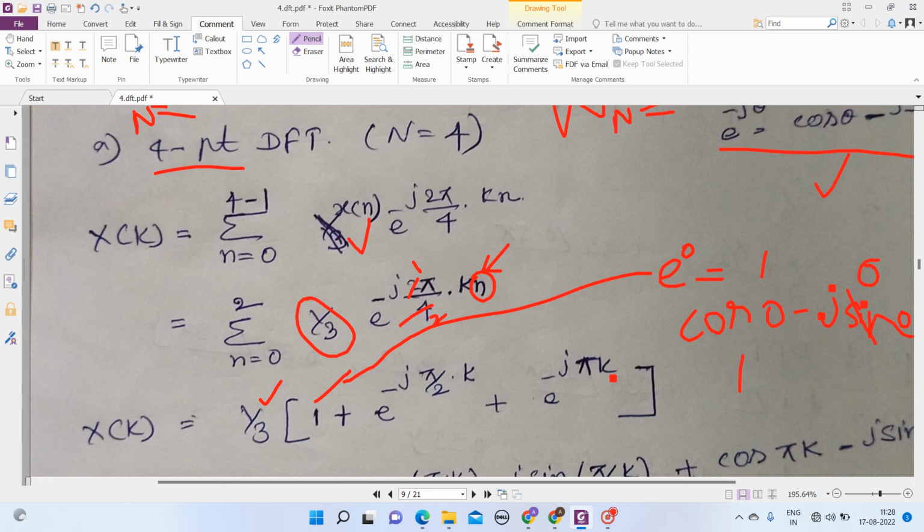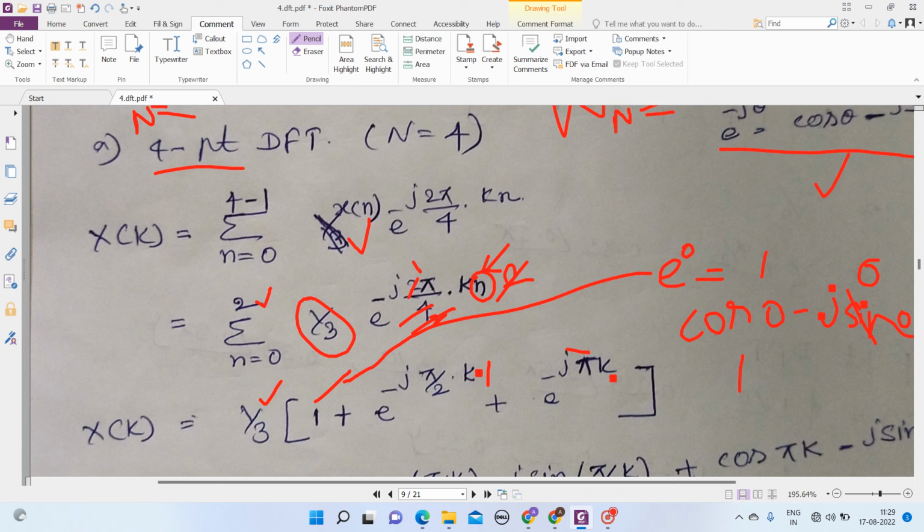e to the power of minus j pi by 2 into k. Here the value of n is 1. Now again we have to substitute the value of n as 2. If you substitute 2, this 2 and this 2 cancel out, then we will get e to the power of minus j pi k. So I have written that.